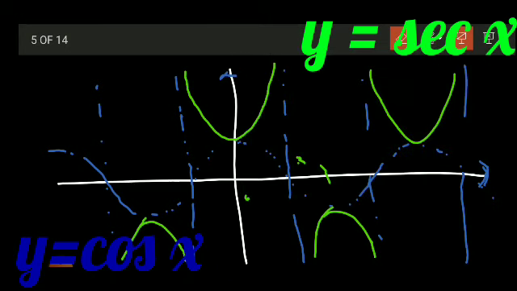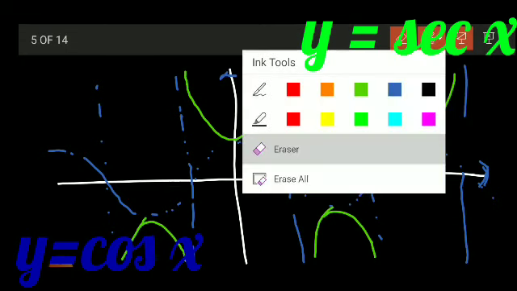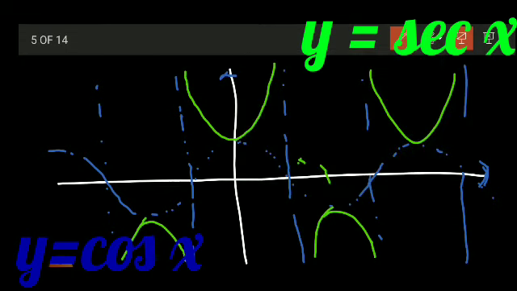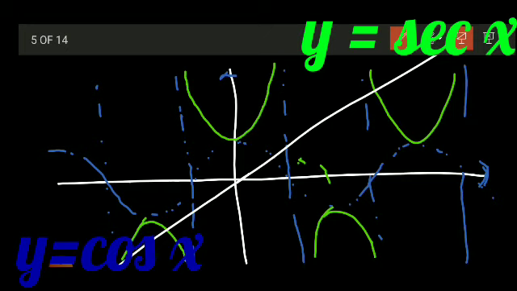Let me erase this part because the figure will become dirty. And here we will draw the line y equal to x to make the mirror image. Okay, fine, y equal to x. So if we see over here, this point is 0 comma 1, which is somewhere here.